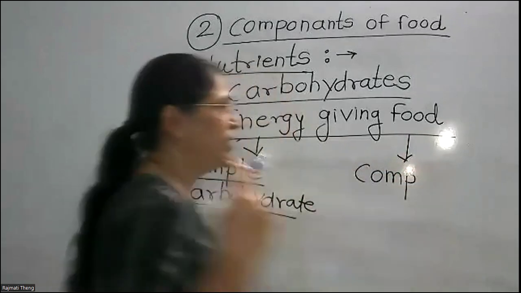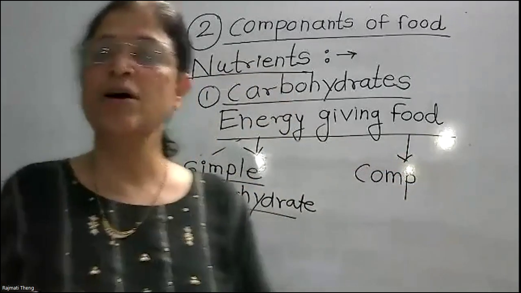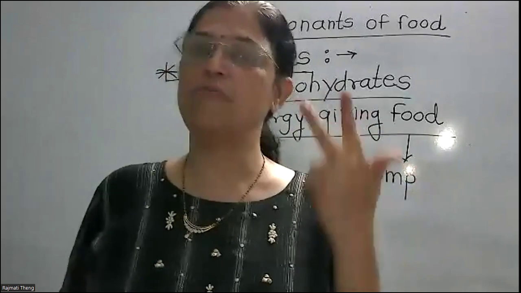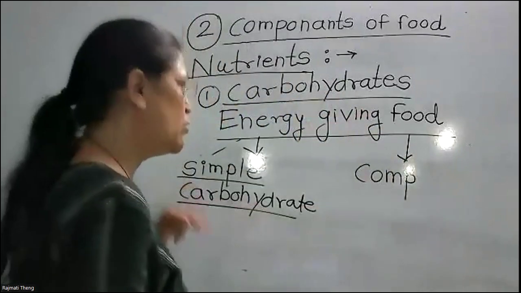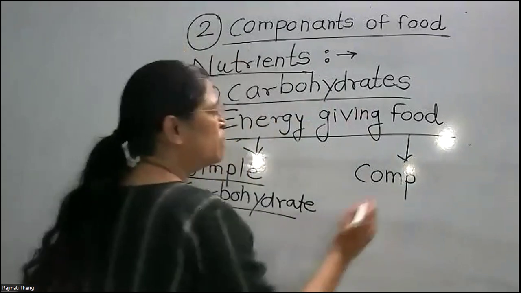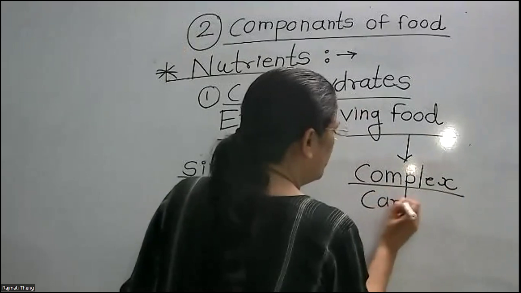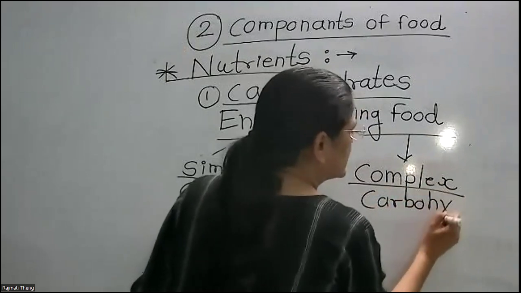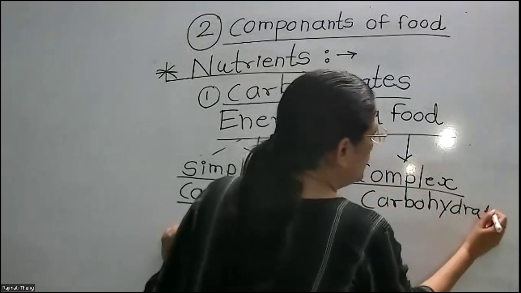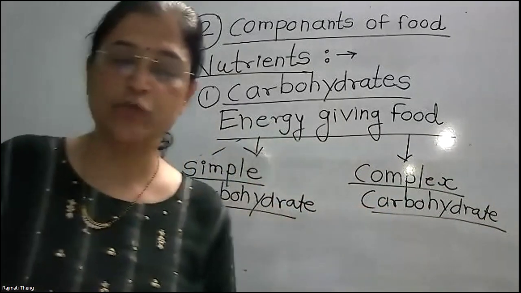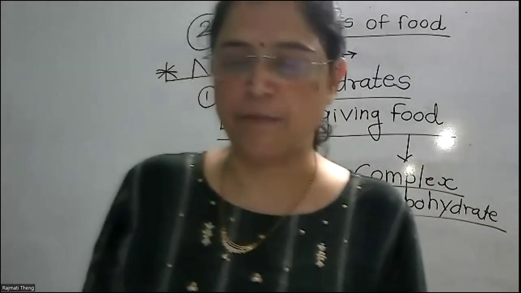When you are reading the state board book, उसमें 3 टाइप दिए हैं, that is starch, sugar, fiber, and CBSE की बुक में 2 ही दिए, that is simple carbohydrate and next one that is complex carbohydrates. Okay, main 2 types हैं, that is simple carbohydrate and complex carbohydrate.